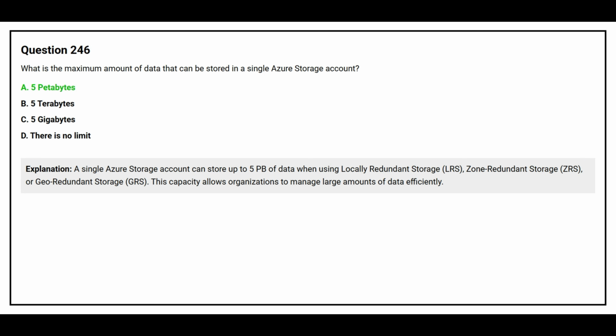A single Azure storage account can store up to 5 PB of data when using locally redundant storage (LRS), zone-redundant storage (ZRS), or geo-redundant storage (GRS). This capacity allows organizations to manage large amounts of data efficiently.